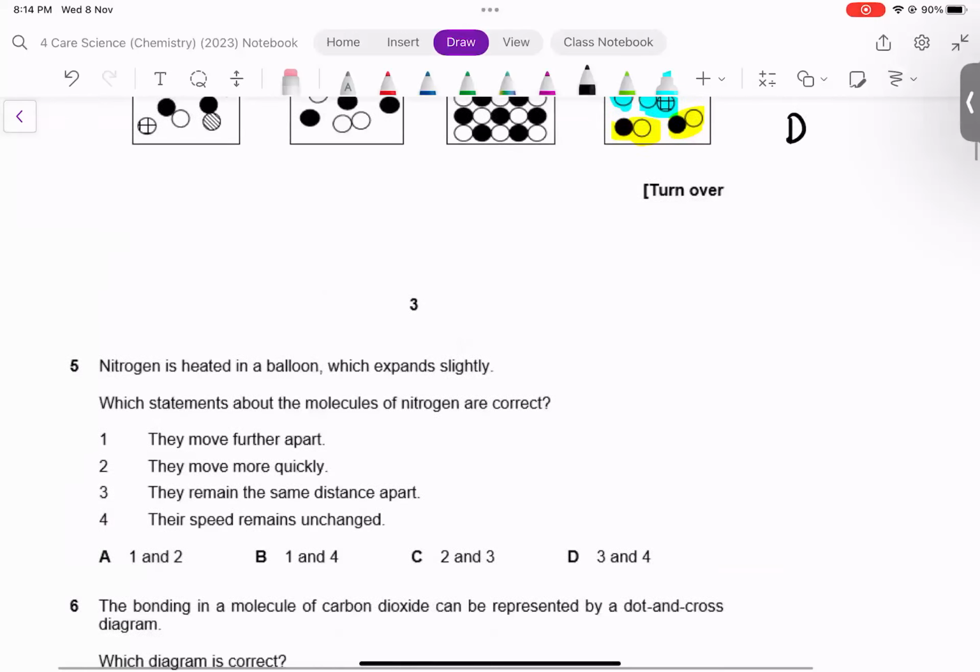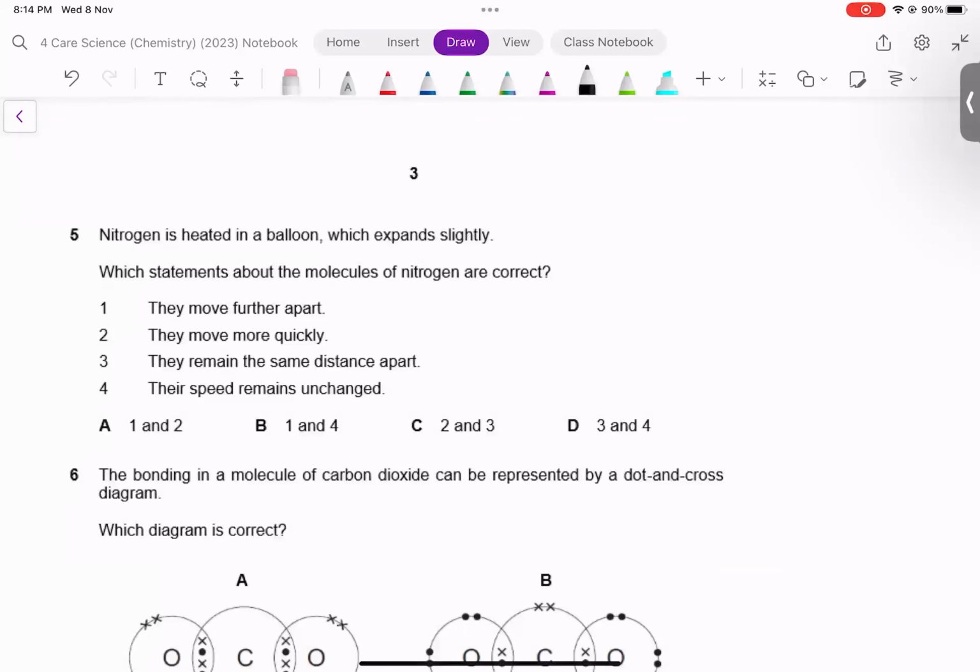Now we move on to question 5. Now question 5 shouldn't be difficult in this case, because they have given you relatively easy options. You know that when you heat up a gas like nitrogen, it expands. So when something expands, what happens during expansion is the particles move further apart. All right, that's what causes expansion. Particles move further apart. Now, besides that, because you are heating up the gas, the particles gain kinetic energy due to the heating, and so they move more quickly. So this is quite straightforward.